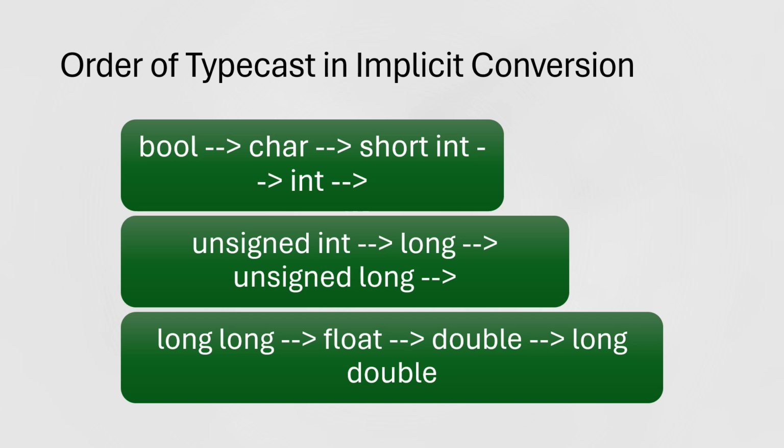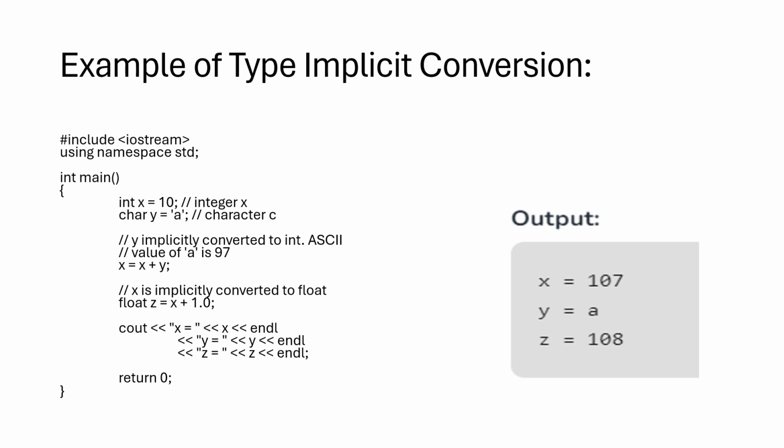Then this is the order of the typecast: Boolean to character, character to short, and short to normal integer. Then unsigned integer, then long, after that unsigned long. Then it can be long, after that float, double, and long double. This is the order of the implicit conversion typecast.